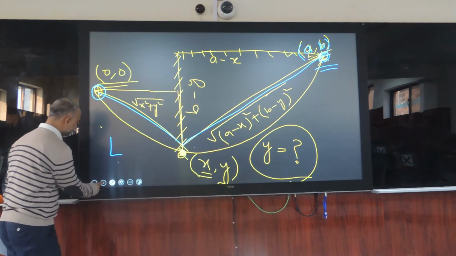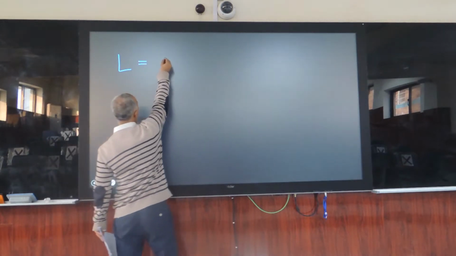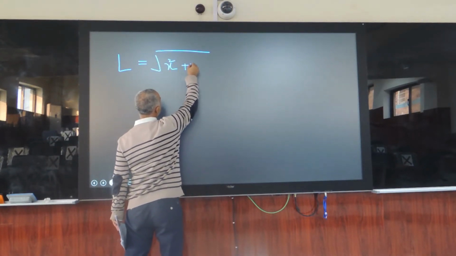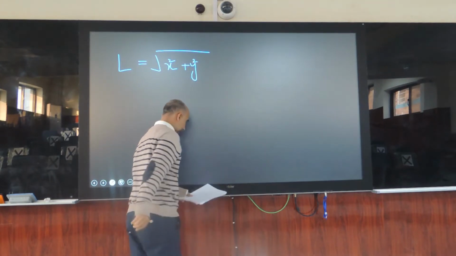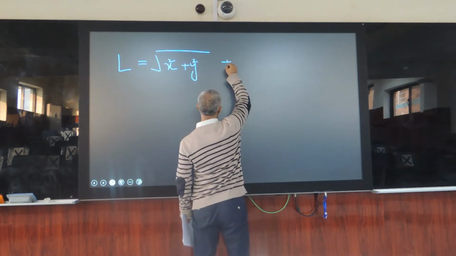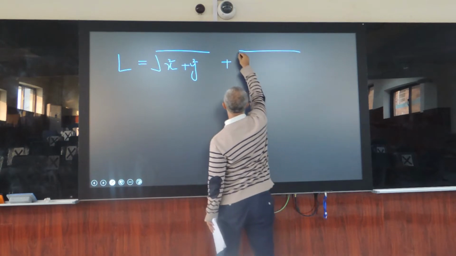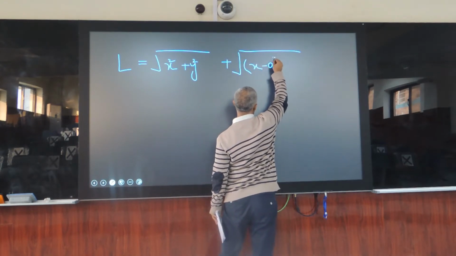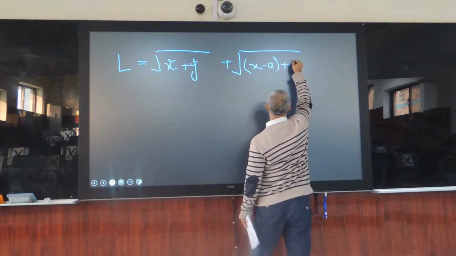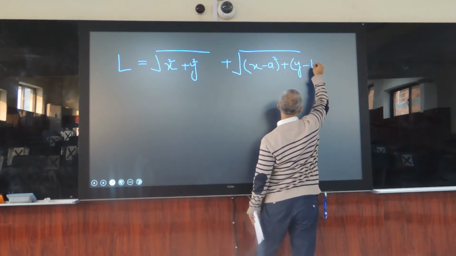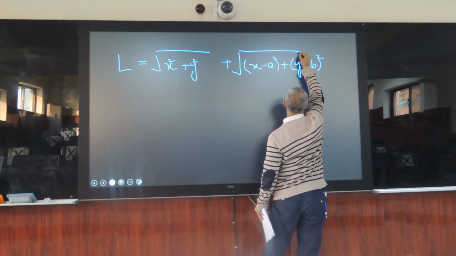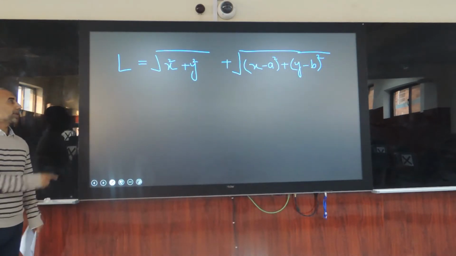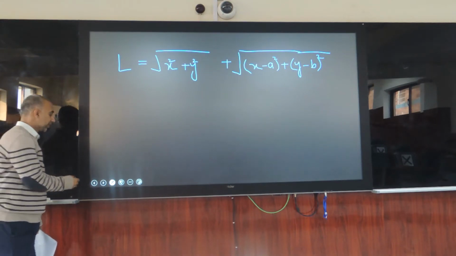So I can write like the square root of x square plus y square, and the second part the square root of x minus a square plus y minus b square. This is the equation, you can say, for the length of the string.